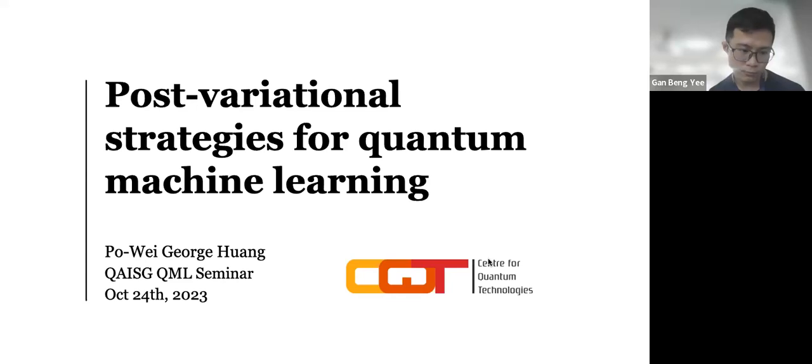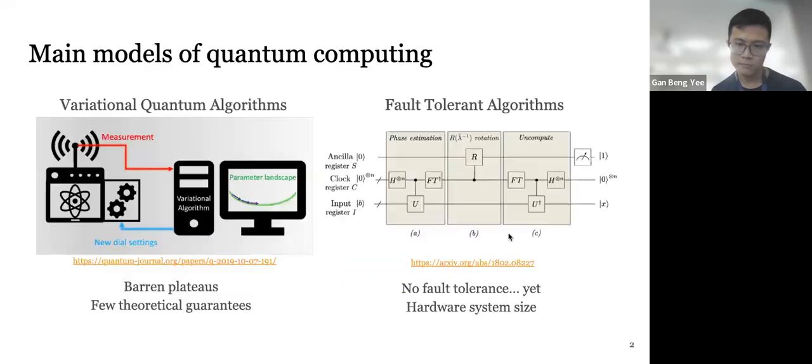Okay, so today I'm going to talk about post-variational strategies for quantum machine learning. In current quantum computing, there are two main models. The first one is the variational quantum algorithm, which is more near term. The idea is to have parameters on your quantum computer, tune it, do measurements, pass the results to a classical computer to update those parameters, and send it back to the quantum computer.